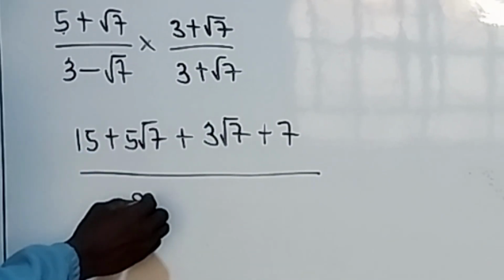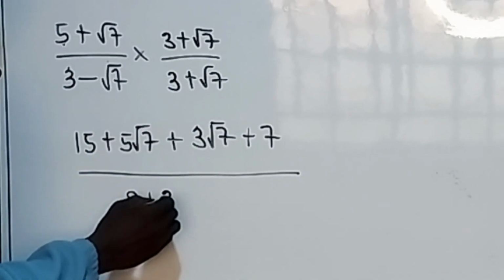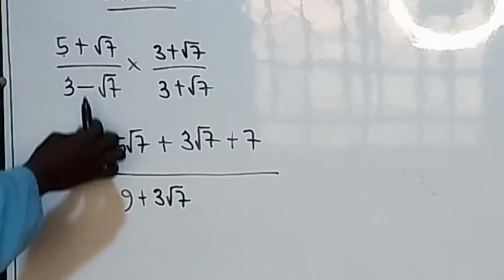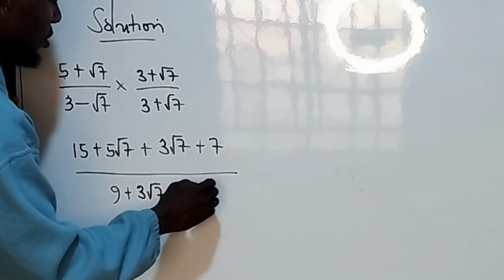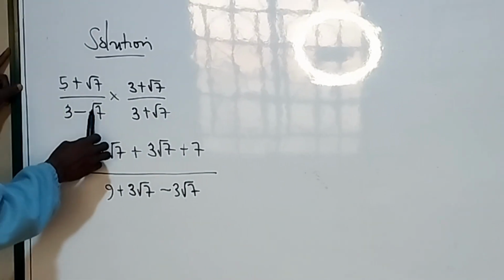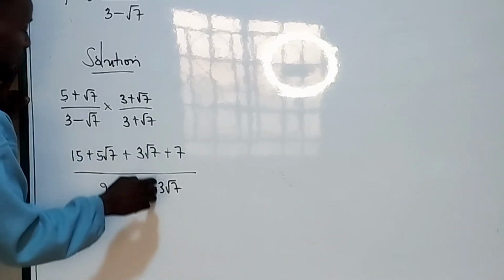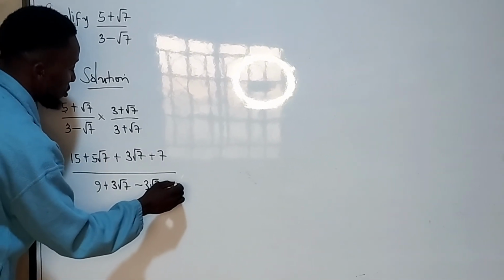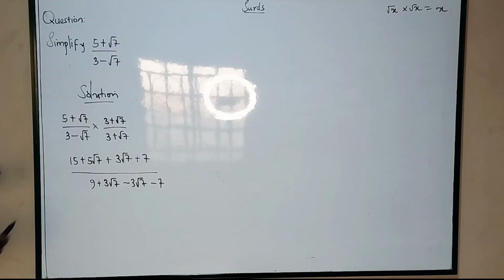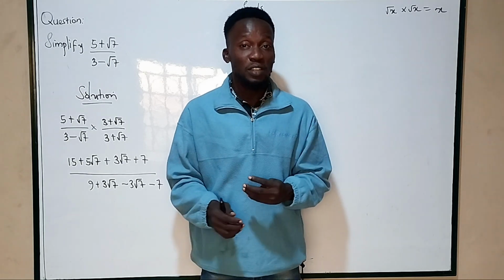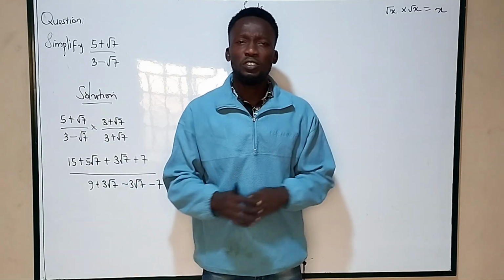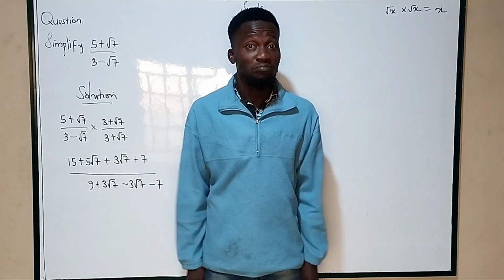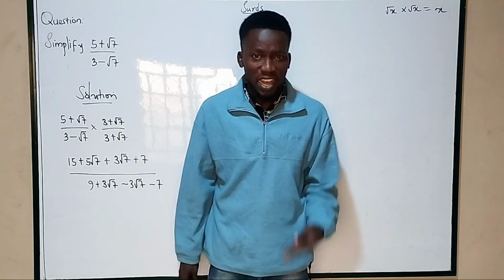At the denominator, we have 3 times 3, that is 9. 3 times plus root 7 will be plus 3 root 7. Minus root 7 times 3 will be minus 3 root 7. And you have minus root 7 times plus root 7 will be minus 7. Since we've got to this part, what are we expected to do next? We are simply going to carry out the basic operations, and that's all. Bring those ones that look alike together and just sum it up or subtract, as the case may be.